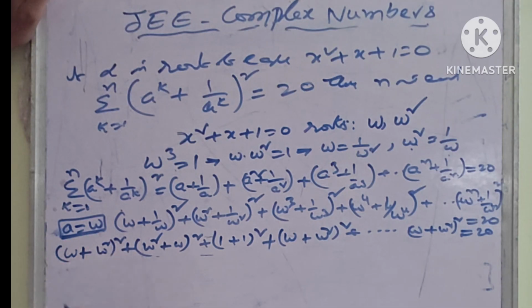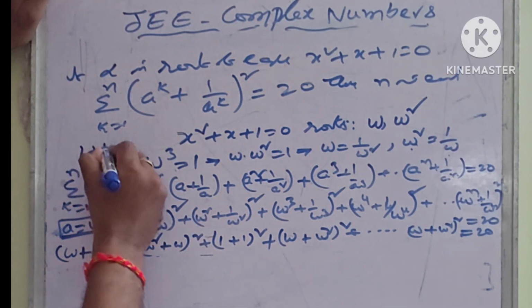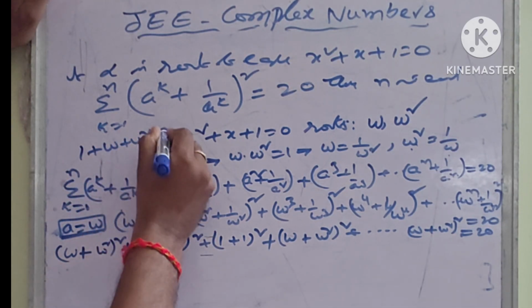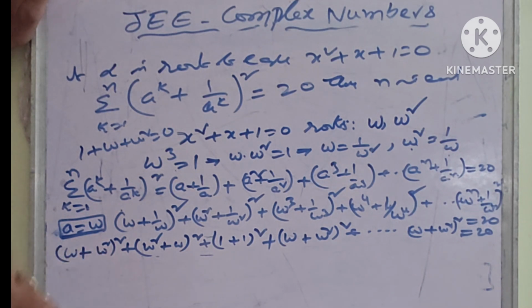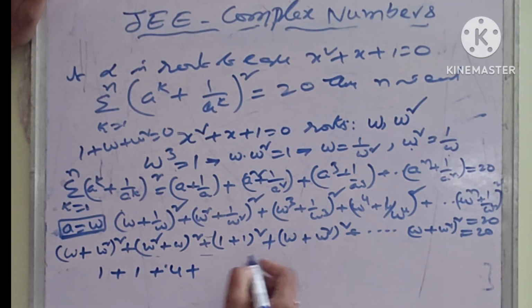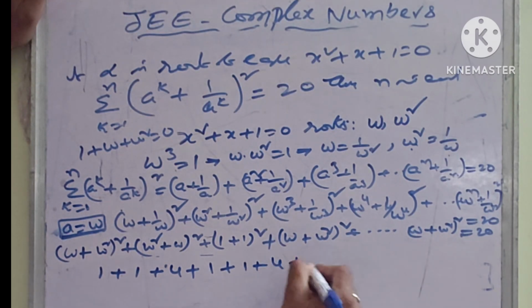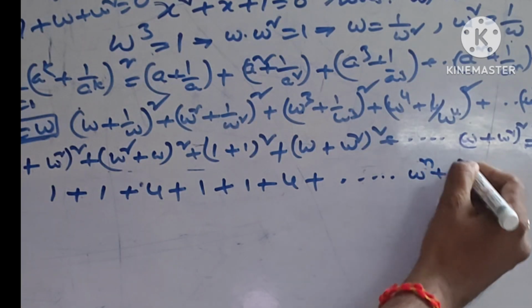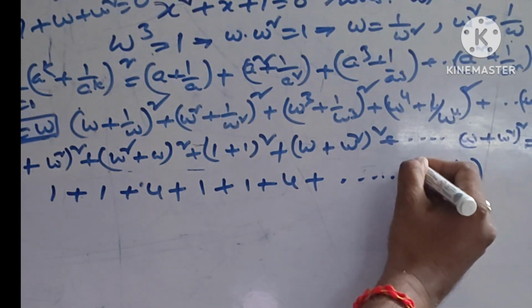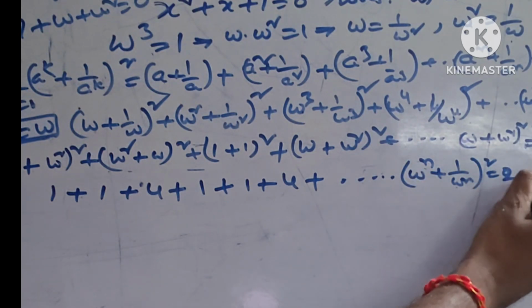Here we know that one rule: 1 plus omega plus omega square is equal to 0. Omega plus omega square is equal to minus 1. Minus 1 square is 1. So 1 plus 1, 2 square, so 2 square means 4. Here this is 1. So this is 1, 1, 4 plus and so on, omega power n plus 1 by omega power n whole square is equal to 20.